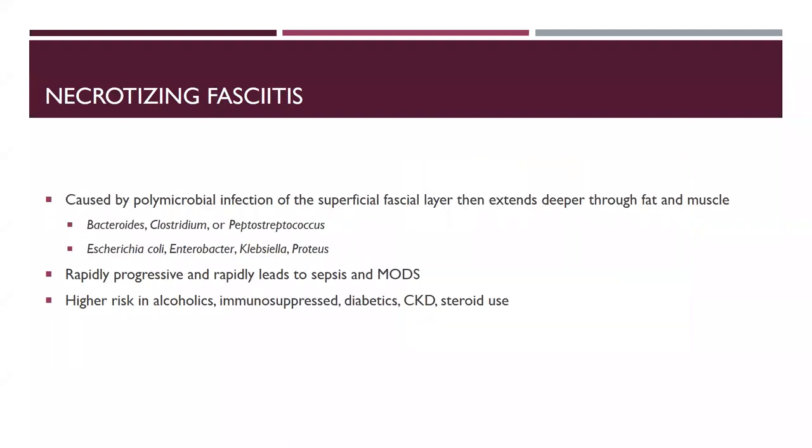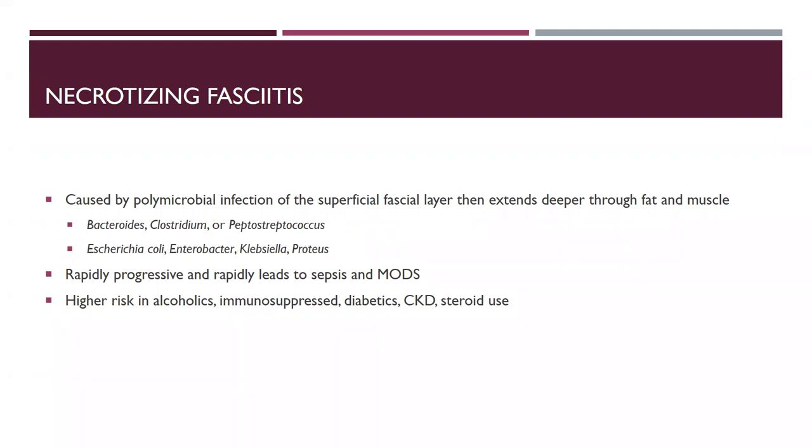So necrotizing fasciitis is usually a polymicrobial infection that involves the superficial fascial layers and then extends deeper into the fat and muscle layers. Like I said, usually polymicrobial, usually will involve a Bacteroides, Clostridium, or Peptostreptococcus, as well as an E. coli, Klebsiella type bacteria, and then some gram-positives as well. It rapidly progresses and can lead to sepsis and multi-organ dysfunction pretty quickly.